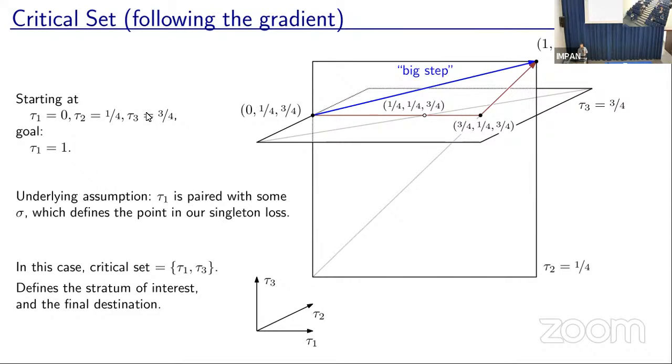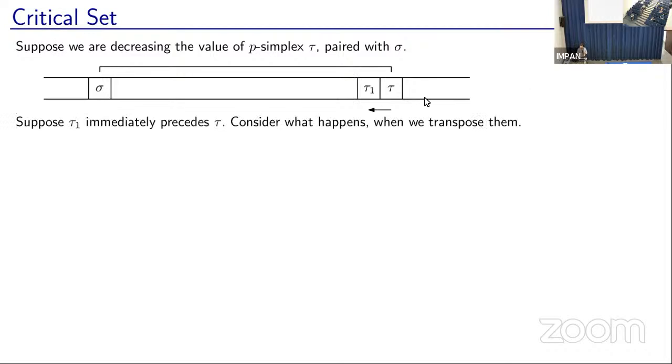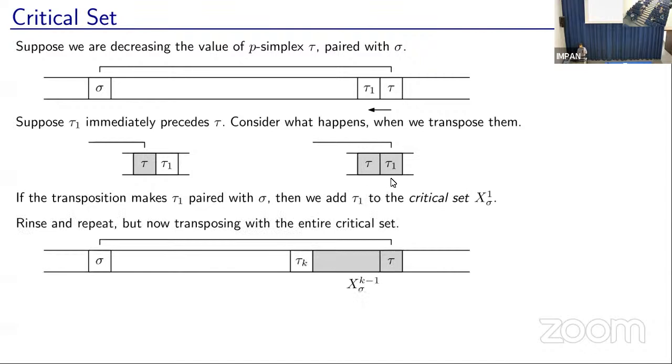Okay. So let's do critical set again, but now in terms of filtration, because it's the second time, the charm. So the idea is that I have sigma paired with tau, and now let's say I'm decreasing the value of tau. And if the simplex that immediately precedes tau is tau 1, I need to figure out what happens after I transpose them. There are two things that can happen. Either if I transpose them, tau remains paired with sigma, or tau 1 becomes paired with sigma. In the first case, the critical set doesn't change. In the second case, I have to add tau 1 to the critical set.